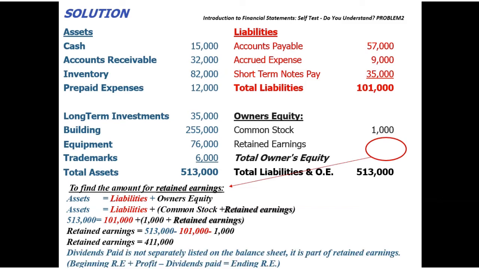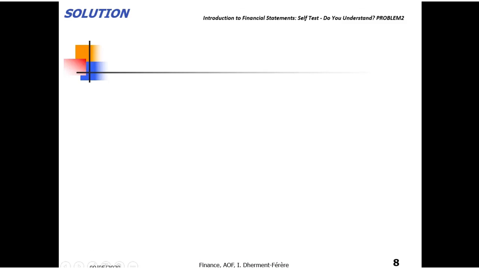Dividends paid is not separately listed on the balance sheet. It is part of retained earnings. Beginning retained earnings plus profit minus dividends paid equals ending retained earnings. You obtain the final balance sheet.